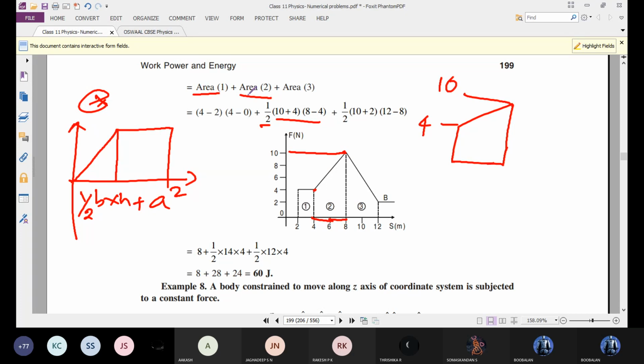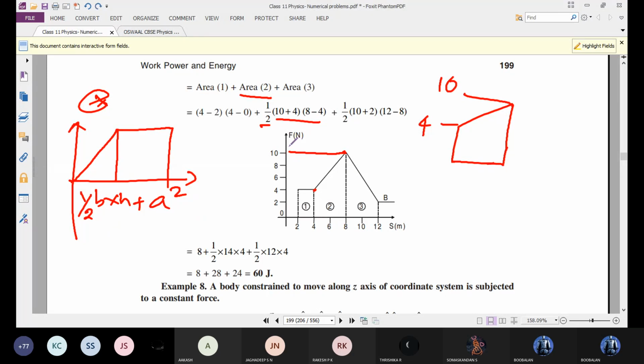So area 1 completed, area 2 completed. So area 2 is half into 10 plus 4. So 10 means maximum height, 4 means that is the minimum value, that is the edge. You should add it into 8 minus 4. 8 minus 4 means the base difference. Okay, area 1 completed. Area 2 also completed.